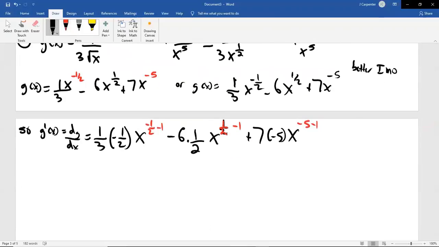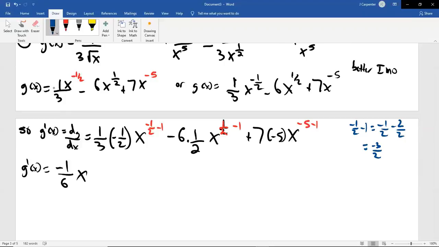So g prime of x is equal to 1/3 times negative 1/2. Just go straight across. That's not an LCD situation. That's negative 1/6. Then we have x to the negative 1/2 minus 1. I'll do that to the side. Negative 1/2 minus 1 is the same thing as negative 1/2 minus 2/2, getting an LCD, which is negative 3/2. Not positive 1/2, negative 3/2.